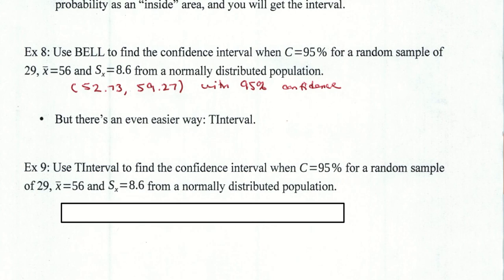You do not have to divide by the square root of n when you use t-interval. And the reminder there is it's asking you for S sub x. It's asking you for the sample standard deviation. That's n, not the degrees of freedom, so make sure that for n you enter 29. The confidence level, the C level, is 0.95.